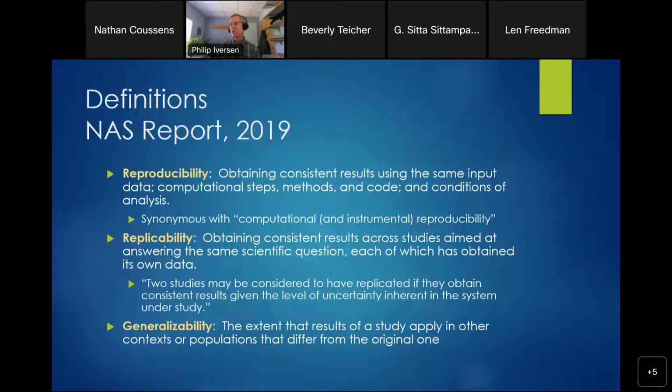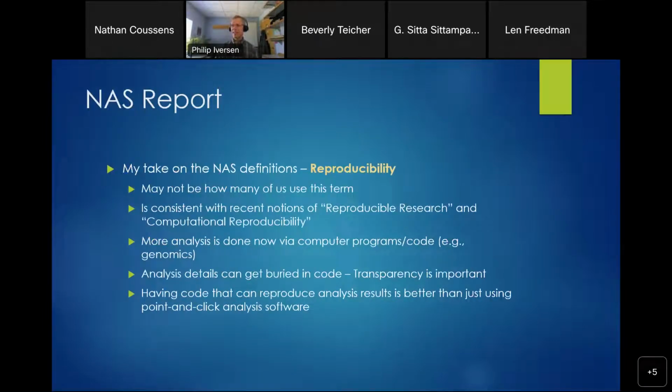So I do like this move towards assigning some word like reproducibility to this notion of computational and analysis reproducibility. That is an increasingly important topic for the reasons we just stated. Okay, very good. So my next slide, here's my take on these NAS definitions. Starting with reproducibility, this may not be how many of us use that term, the computational part, but I think it is important. It is consistent with these recent notions of reproducible research that we've maybe read about, and computational reproducibility, et cetera.